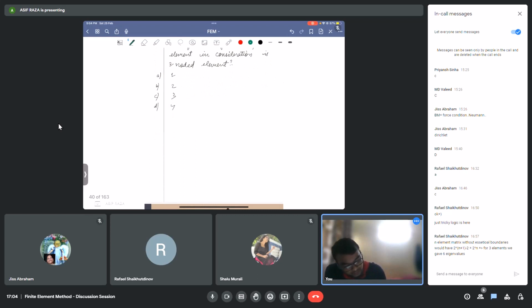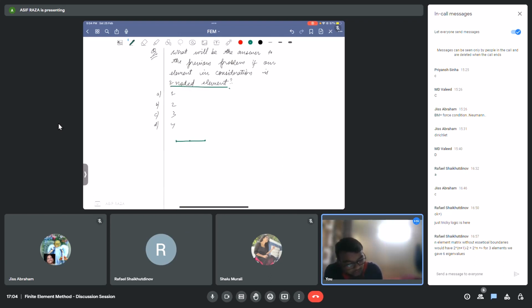Okay, so we have a three noded element. Yes, three node element. Okay, so let's take case by case. What if I have only one element? Okay, I'm not okay with my answer because for one element it gives me reduced matrix dimension 4.